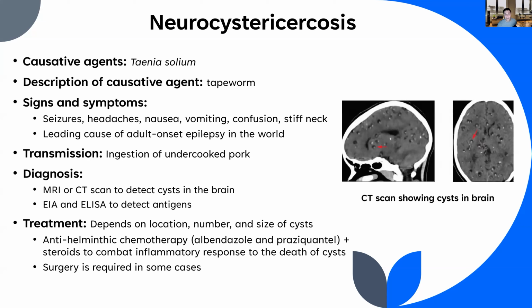Treatment: well, it depends. How many cysts are there? Where are they located? How big are they? So surgery is required in some cases to remove these. There's also anti-helminthic chemotherapy, so just deworming medication to get rid of this. And then usually you're going to have to use steroids as well, because as those cysts begin to die, they're going to leach a bunch of toxins into the brain, and the body's going to mount an inflammatory response against this. So you need to turn that off as well, because that could also be fatal. You get that pronounced inflammatory response. So we have to use this in concert. And then sometimes, as I said, surgery is required.